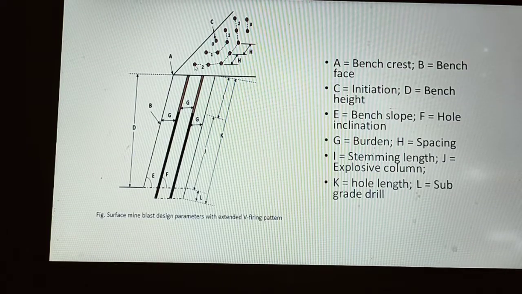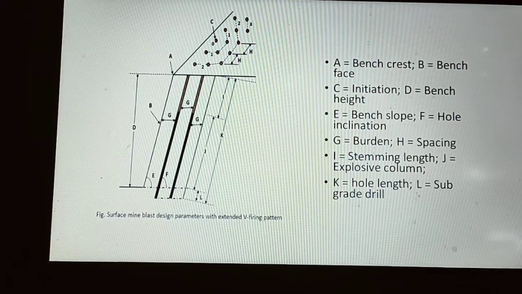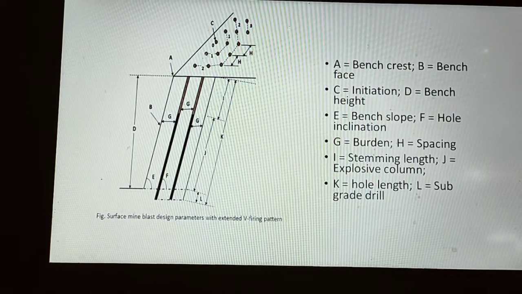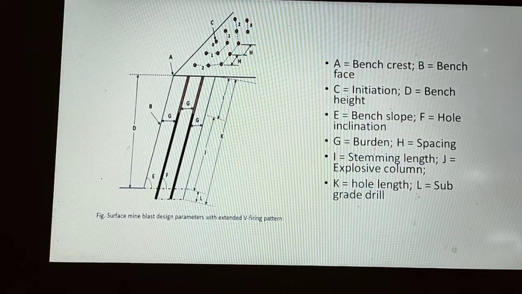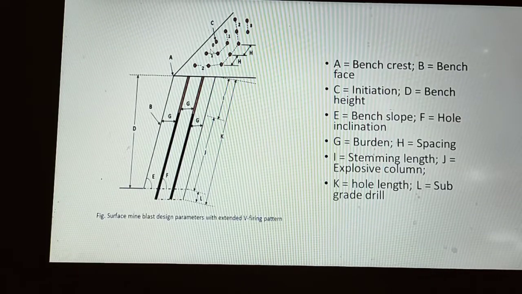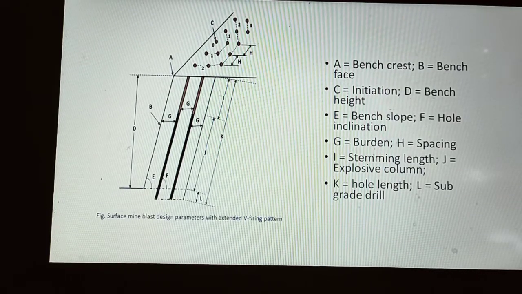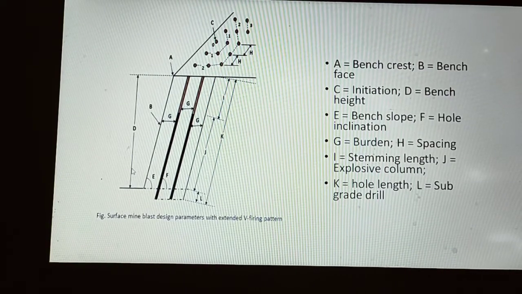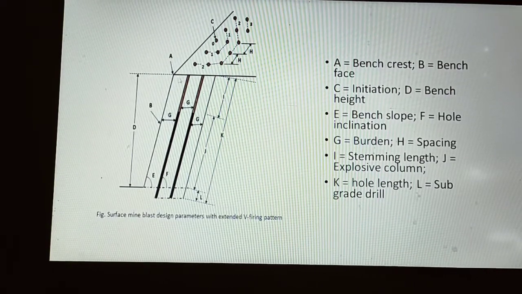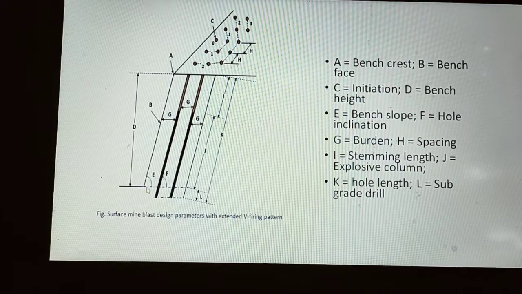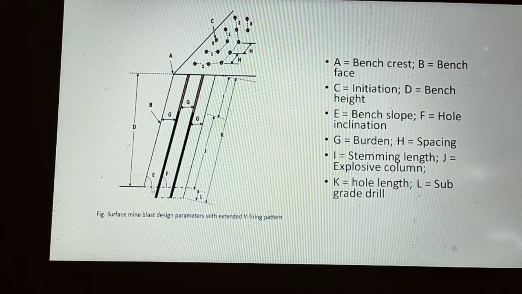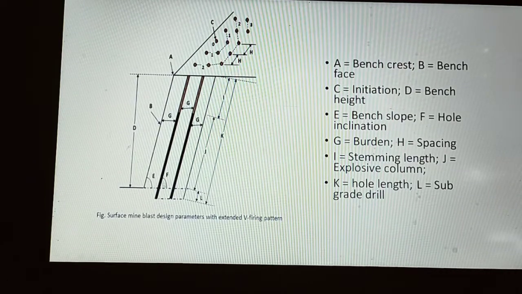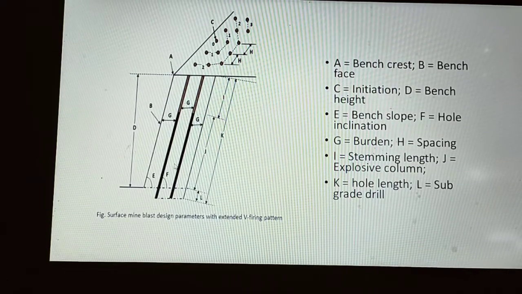As far as spacing is concerned, spacing is the distance between two holes in the same row. So here H is spacing. This is also spacing. This will also be spacing. Here D is bench height. Bench height is the vertical distance between the top edge of the bench and the bottom edge. And E represents the bench slope. And here F is the hole inclination.